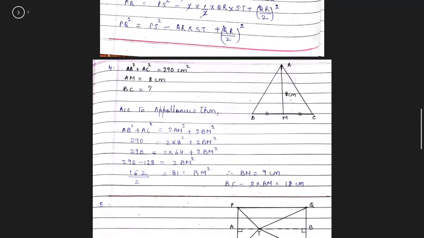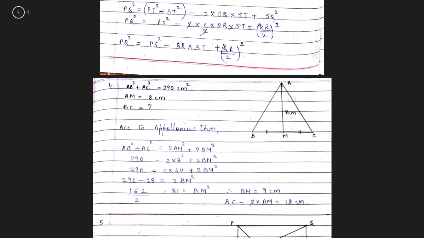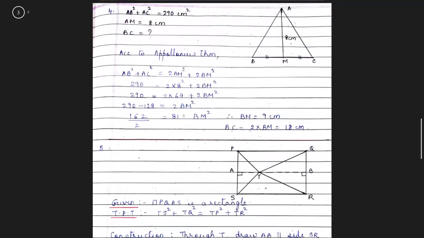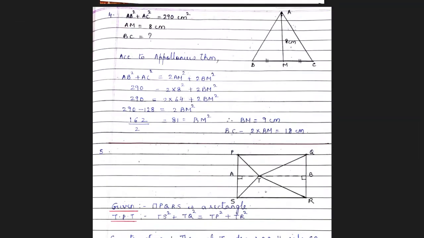Okay. We next go to question number 4. In question number 4, you are given AB square plus AC square is 290 centimeters square. AM is a median, which is 8 centimeter. You have to find BC. Now actually there's no need to solve this sum. You can do it on your own. So you try it out on your own and check whether you get your answer.